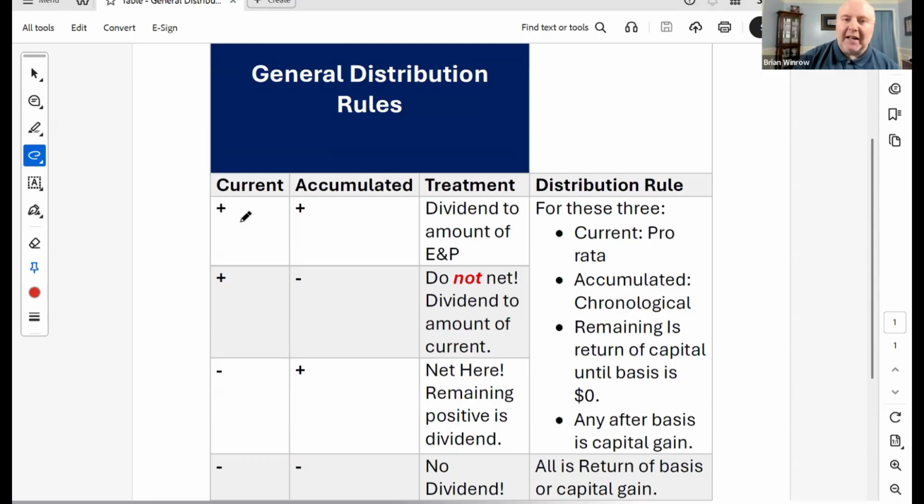Okay, and that's what we classify as a dividend. But it doesn't necessarily mean that they can't make a distribution beyond earnings and profits. So that's why we have to go through these rules. So let's look at the four situations that can arise when we're dealing with E and P.